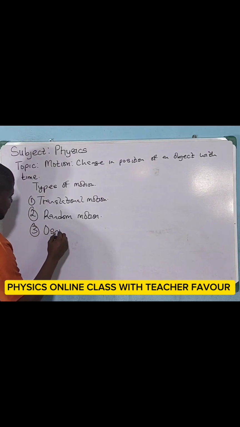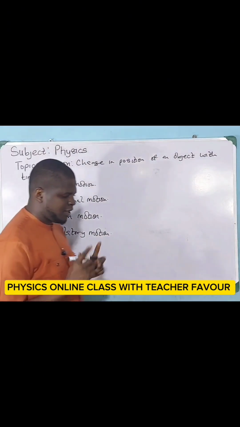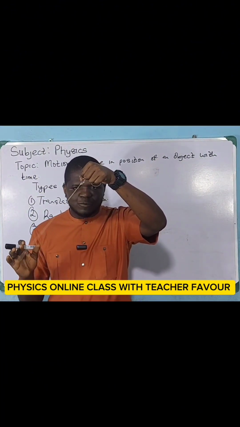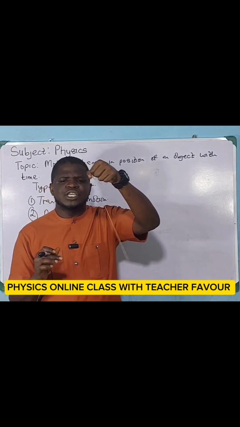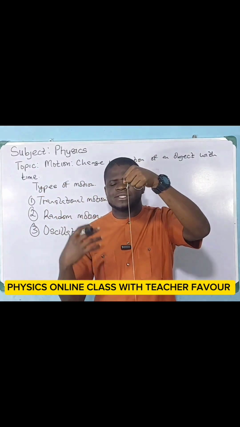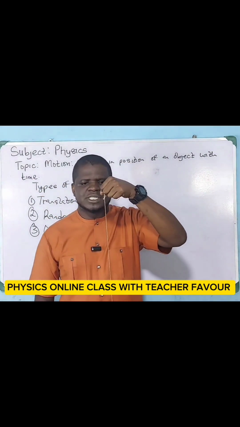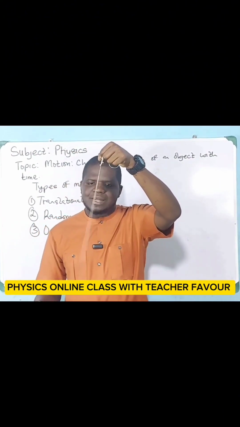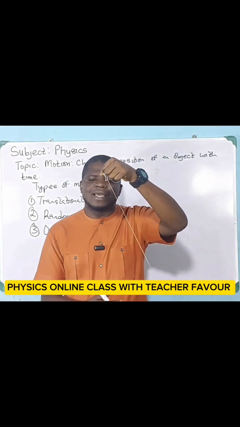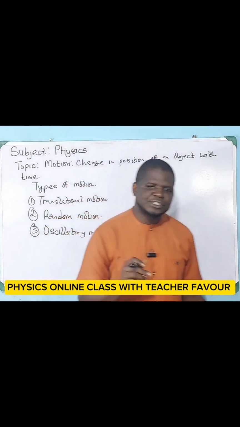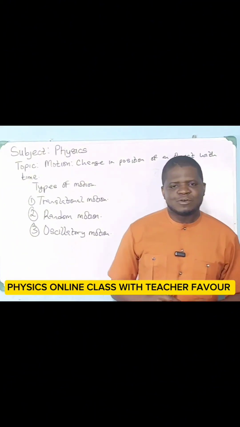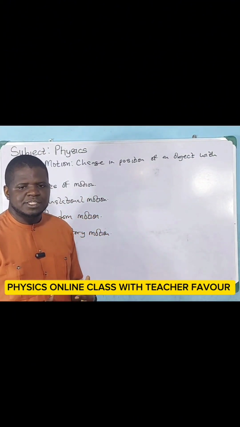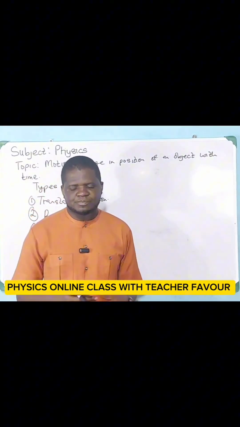Oscillatory motion. Let's look at another example here. It's moving to and fro. So oscillatory motion is the to and fro movement of an object. Another name for an oscillatory motion is vibratory motion. Examples of oscillatory motion is the movement of a simple pendulum. A simple pendulum moves to and fro.